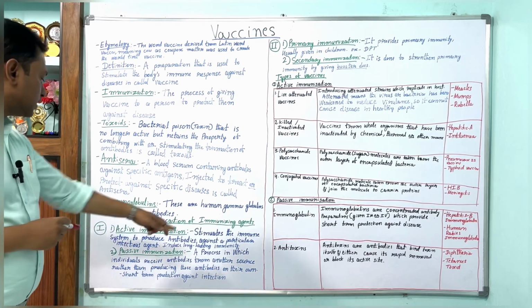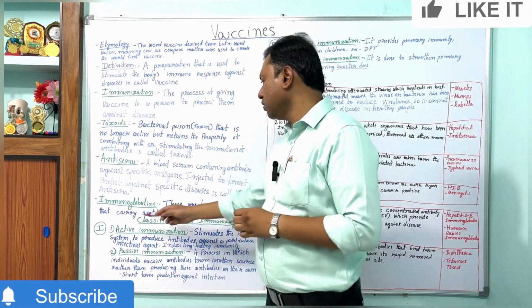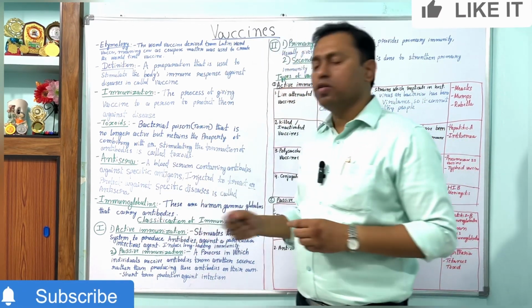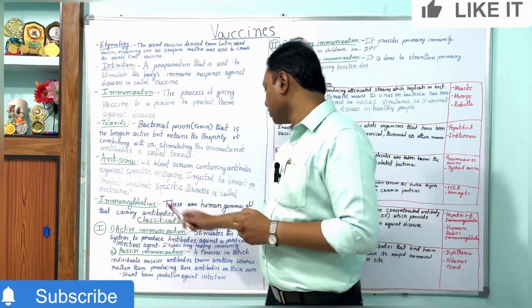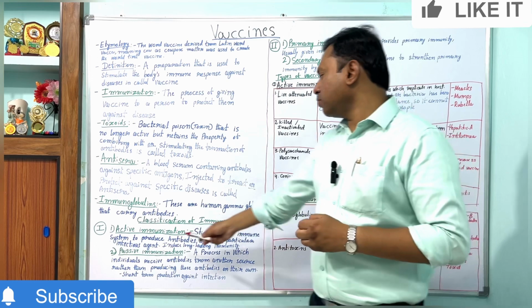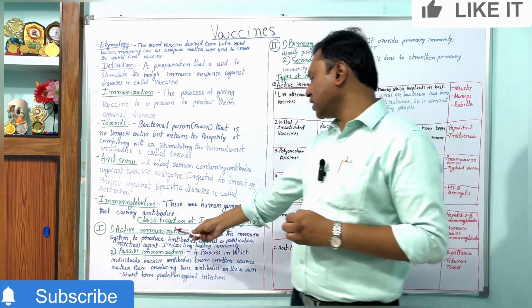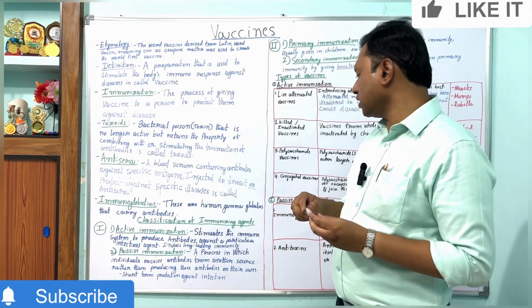The classification of immunizing agents is mainly categorized into two types: active immunization and passive immunization. What is active immunization? It stimulates the immune system to produce antibodies against a particular infectious agent, and it induces long lasting immunity.